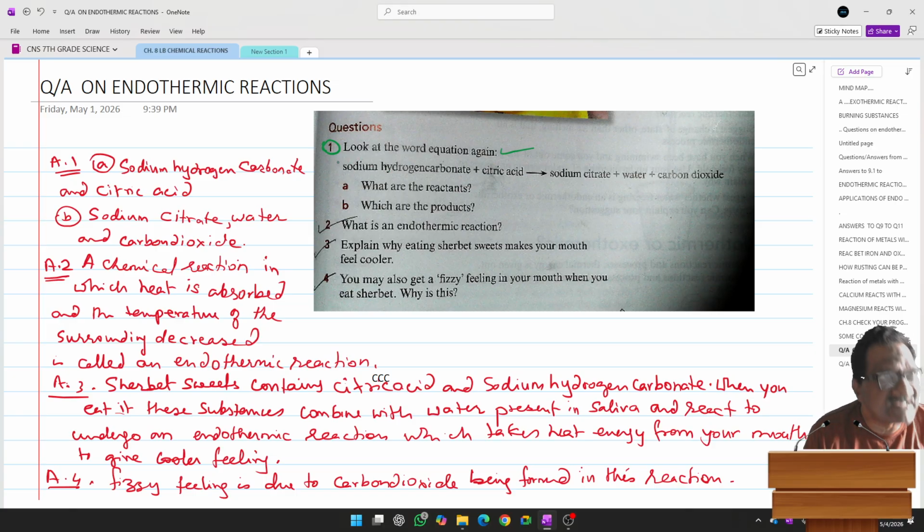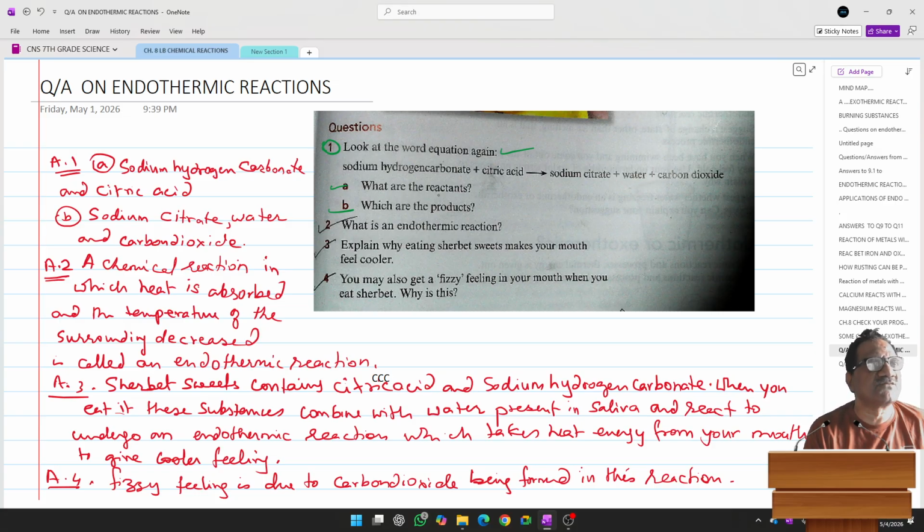The question says, look at the word equation. The word equation given here is: sodium hydrogen carbonate plus citric acid gives you sodium citrate plus water plus carbon dioxide. Sub question A is what are the reactants, and sub question B is what are the products. As you know, everything on the left hand side of the arrow mark is nothing but the reactants, and everything on the right hand side of the arrow mark is nothing but the products.